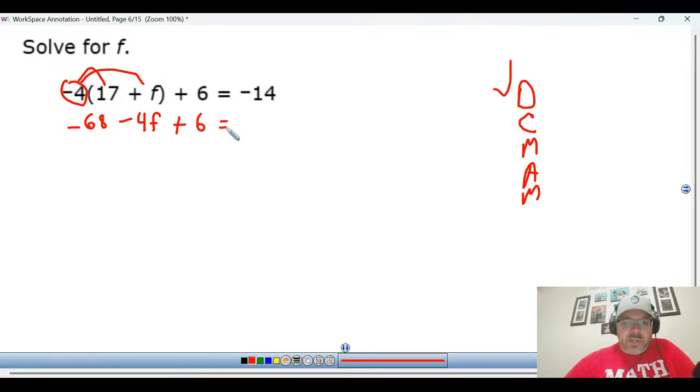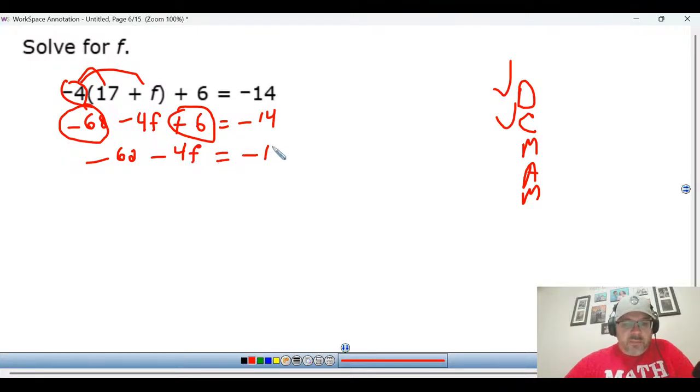On the other side of the equation, nothing to do. It's just negative 14. Second step, we're going to combine like terms. We're going to combine terms that look alike. So in this case, we've got negative 68 and positive 6. If we add those together, that gives us negative 62. Still have this minus 4f. And over here, we still have negative 14. Nothing changing there. Then we're going to add on the side of the variable, right? We got a negative 62, so we're going to add 62 to both sides.